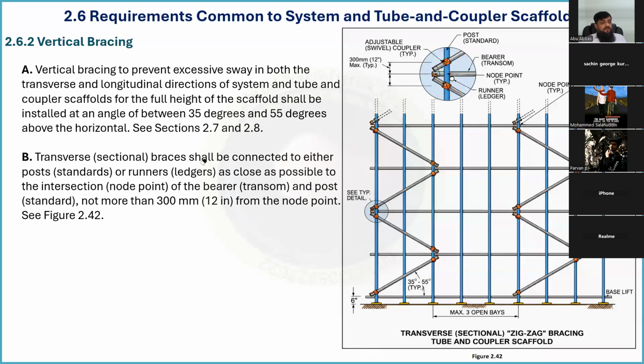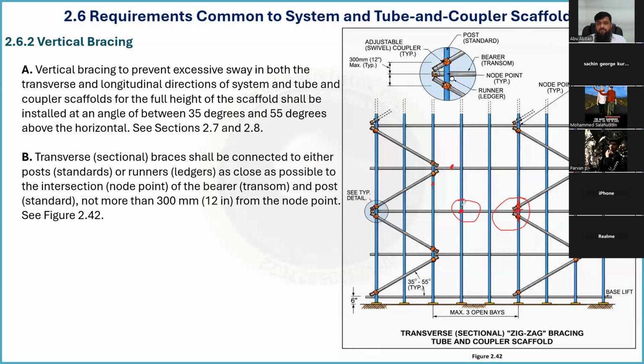Second is this said either transverse or longitudinal. Transverse, okay, sectional also we refer to as sectional brace, shall be connected to either post or standard or runner ledger. So considering it the transverse side, we will put this either with this post or with this transom. Okay, ledger. The transom side it is coming, okay, from the width side. But near to the node point where this ledger and this standard they are becoming in contact. This is what we say is node point.